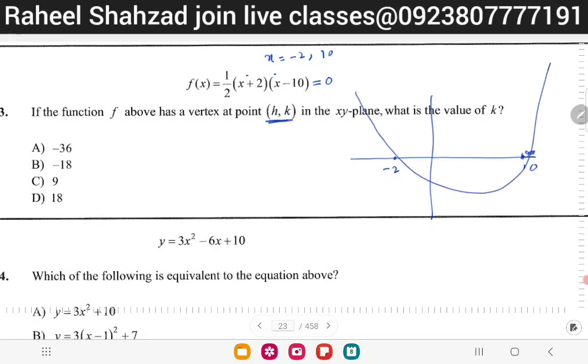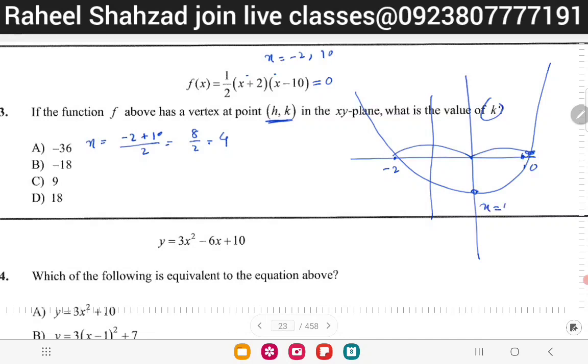Your quadratic curve is like this. Okay, and this is h and k. What is the value of k? You basically need to find the y coordinate of this. So first of all, minus 2 and 10. So the equation of line of symmetry or x coordinate is going to be (minus 2 plus 10) divided by 2, that is equal to 8 by 2, that is equal to 4.